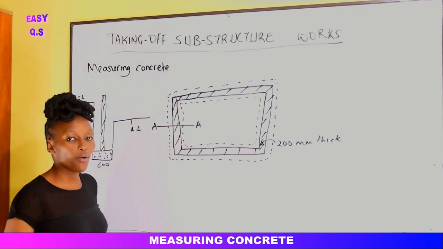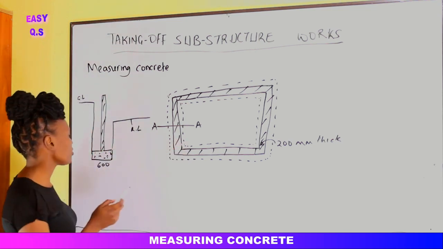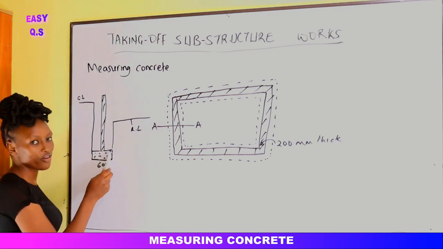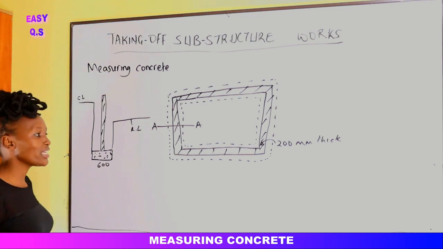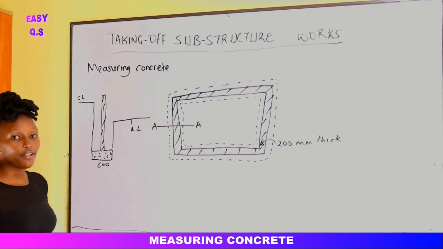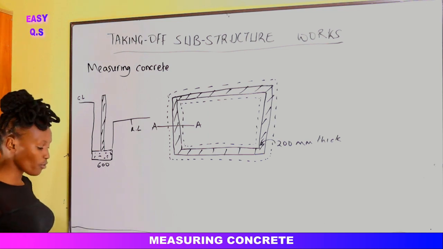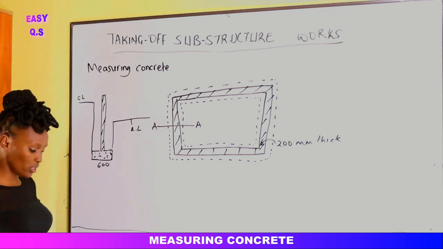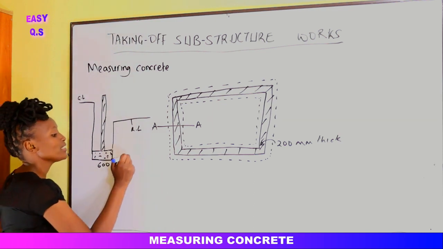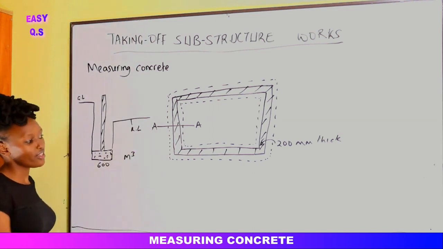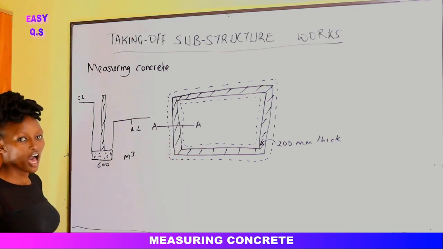Alright, so when we are doing the concrete in the foundations, you see that we have this mass concrete in the foundation. Once we are taking off using the NRM, the NRM4 states that we should take off concrete in terms of meter cubed. So once it is in meter cubed, this is the volume of the concrete. How do we calculate the volume of concrete in such a trench?